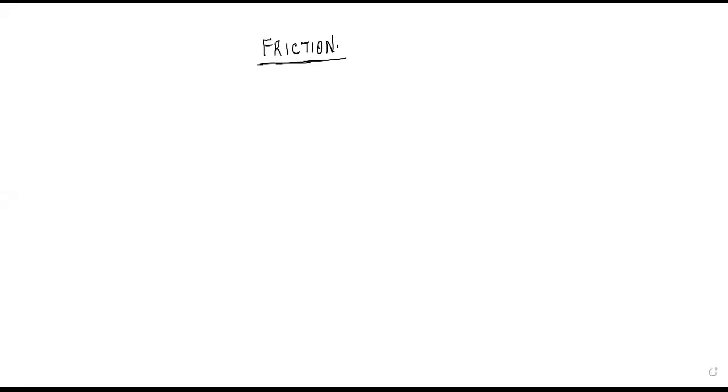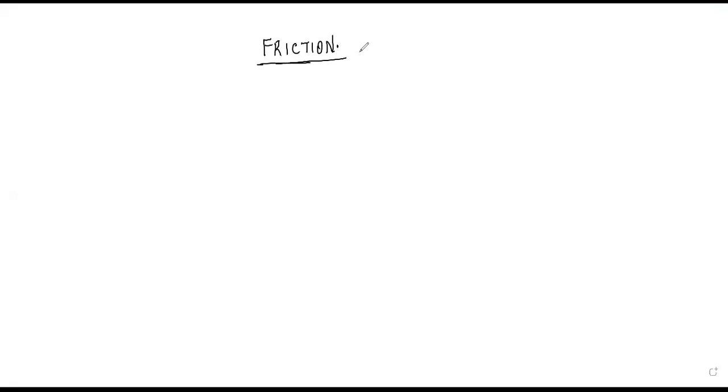Okay, so now when you talk about friction, of course, you need to first know it particularly before we look at the inclined plane. You need to first know what friction is. Friction basically is the force that opposes relative motion between two bodies in contact.